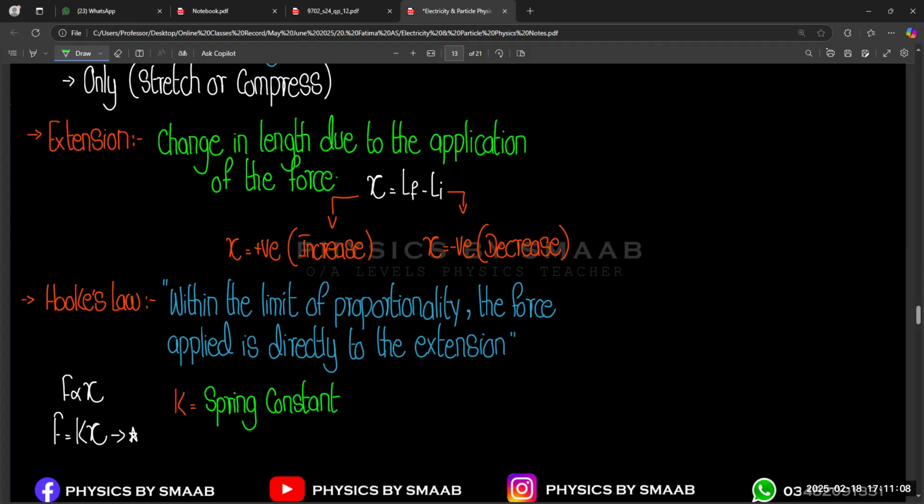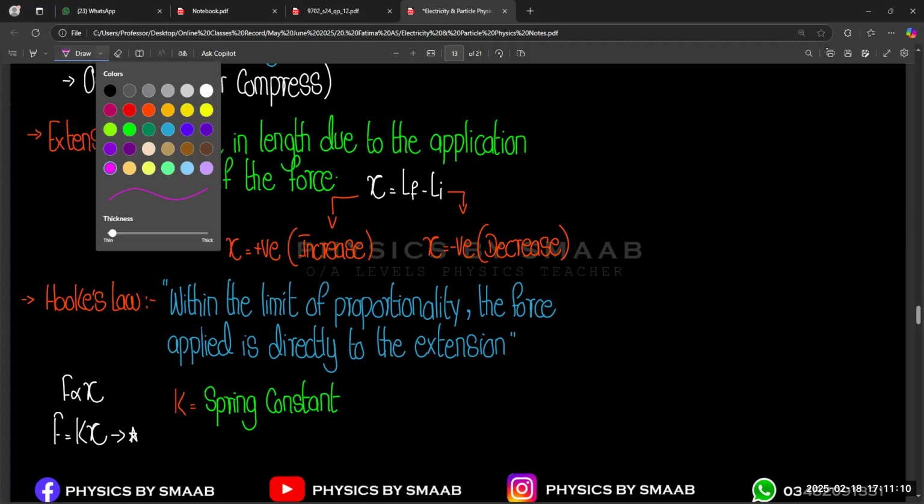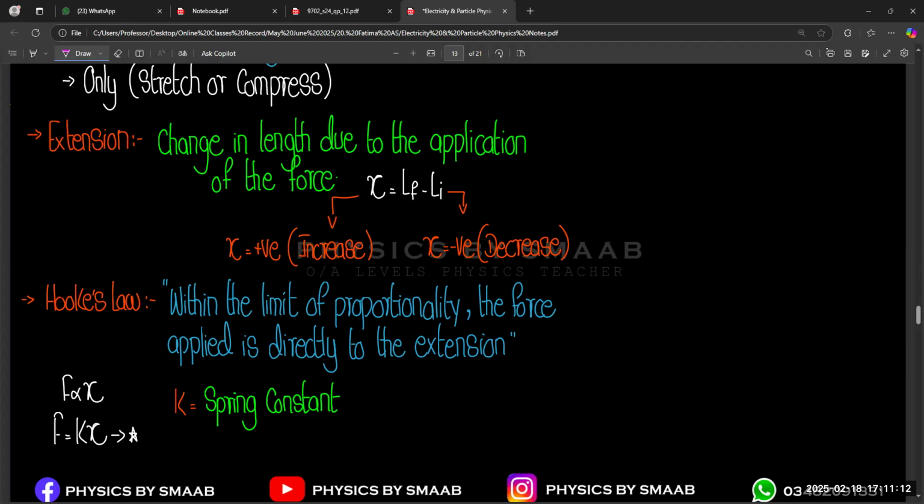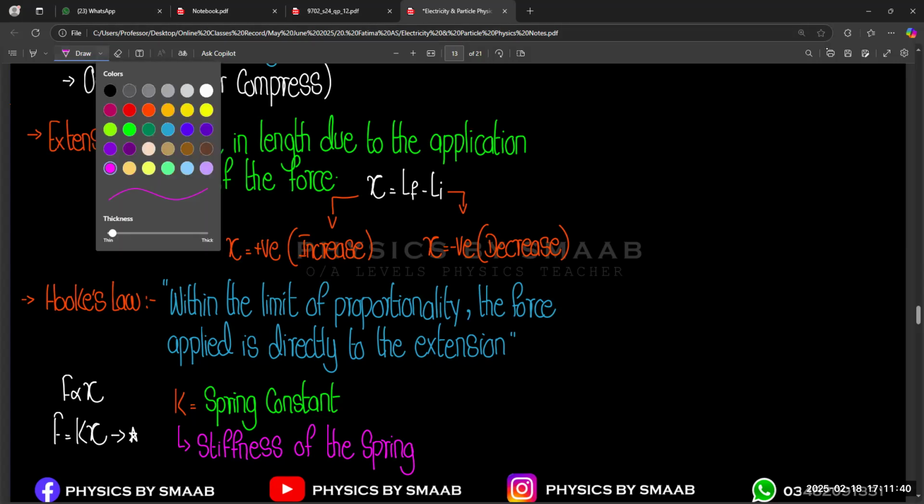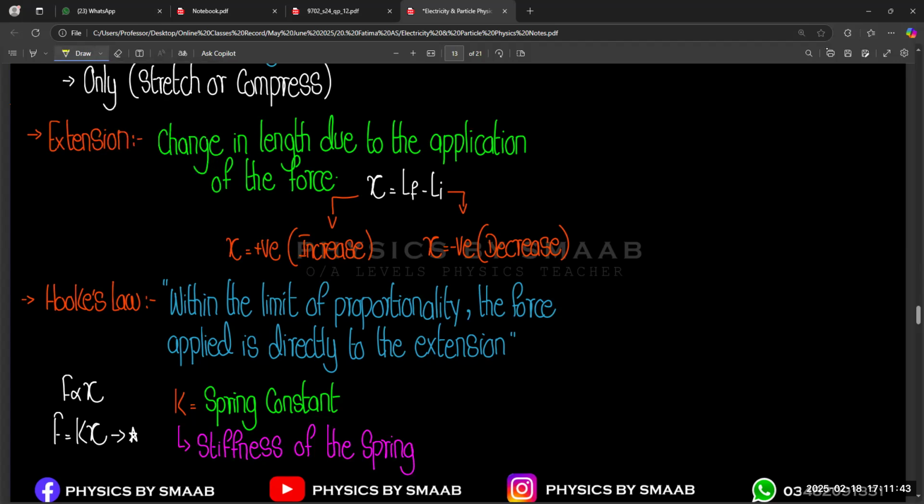So this value of k represents the stiffness of the spring, because we are talking about the spring example only. It tells you about the stiffness of the spring, and in simple words, it means how difficult it is to stretch or compress the spring.